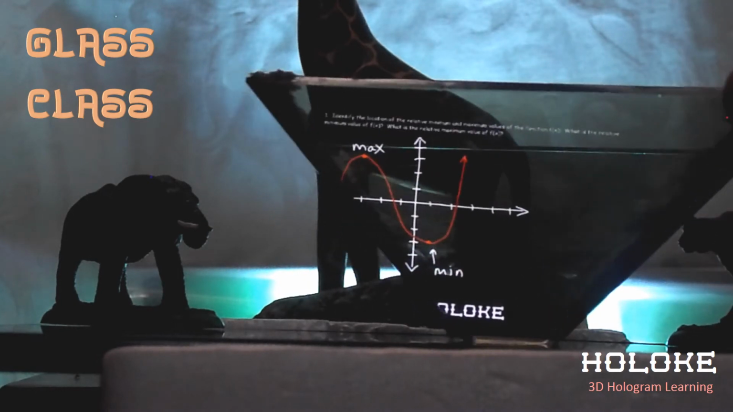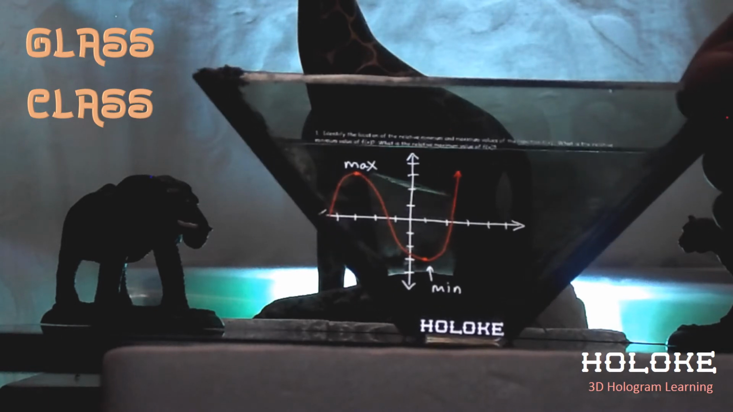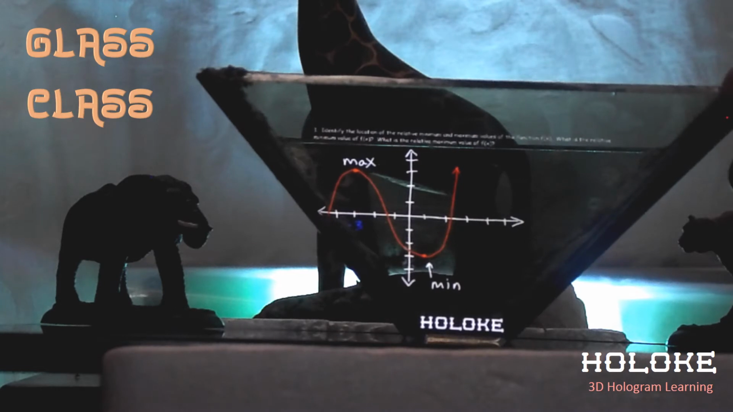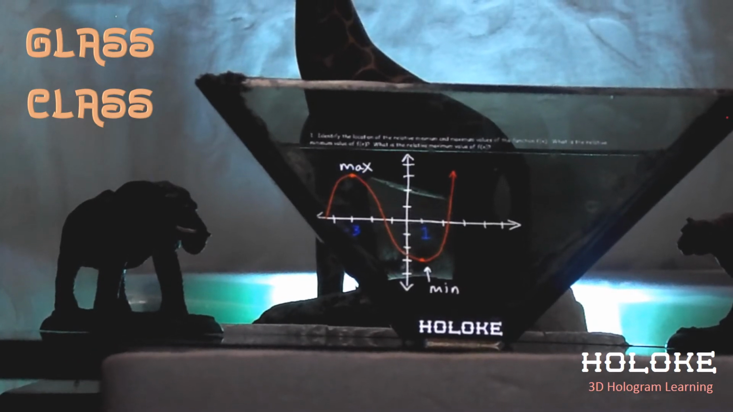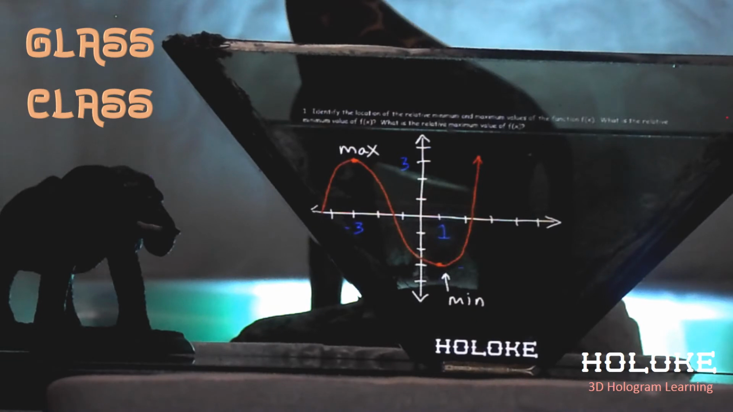Now the location of these values is associated with the x values. So we have a relative max at x equals -3, and we have a relative min at x equals 1. Now the actual relative maximum value is the y value that corresponds to this point. So the y value is +3, and here the y value is -3.